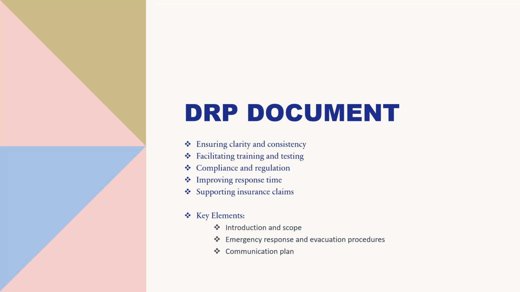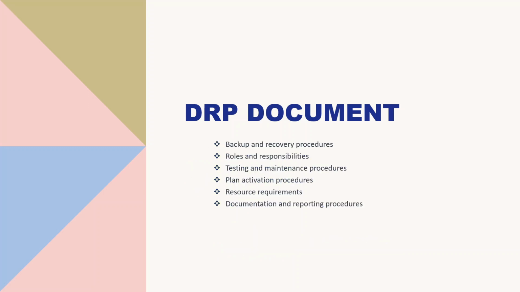Supporting insurance claims. In the event of a disaster, insurance companies may require documentation of the organization's DRP to process claims. A well documented DRP can help to ensure that claims are processed quickly and accurately, minimizing the financial impact of the disaster. The key elements here are included as introduction and the scope.